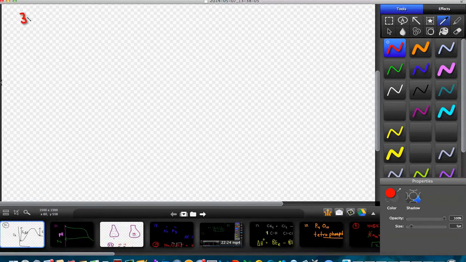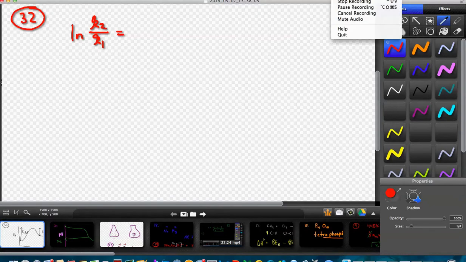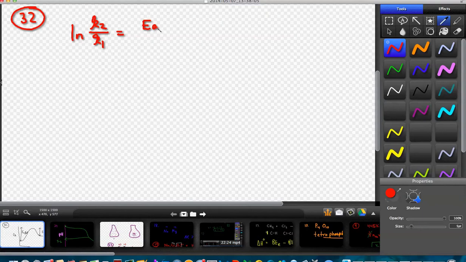Number 32. This is a really good use of the Arrhenius equation. So we're going to do log of K2 over K1 equals, so this will equal EA over R times 1 over T2 minus 1 over T1.